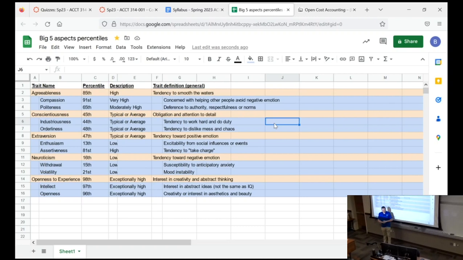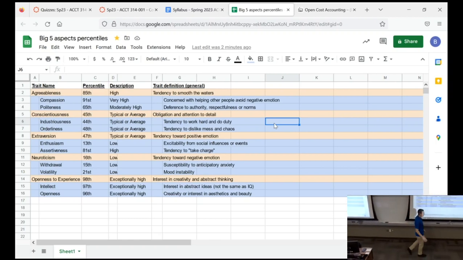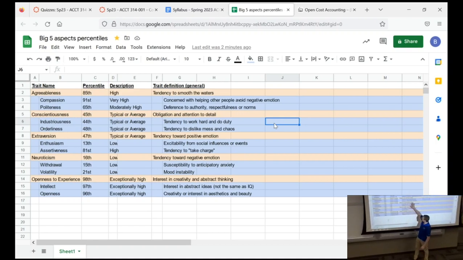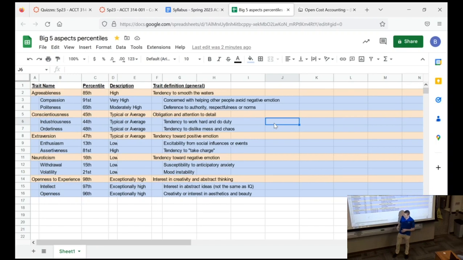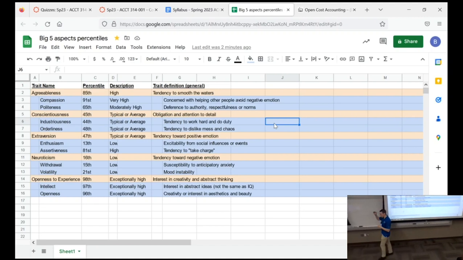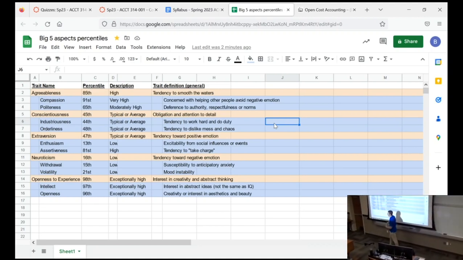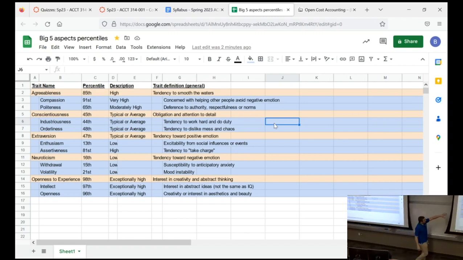Extroversion. With extroversion, we have an idea of what extroversion means, right? Extrovert, introvert. We know about that. Basically, it's the tendency towards positive emotion. The psychologists who have studied this over the years put most of the traditional extroversion traits under the sub-trait of enthusiasm: excitability from social influences and events. That's outgoing, gregarious, good at parties, things like that. That's more what they're talking about.